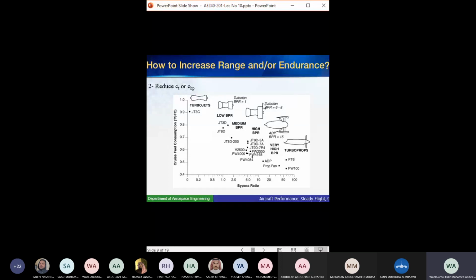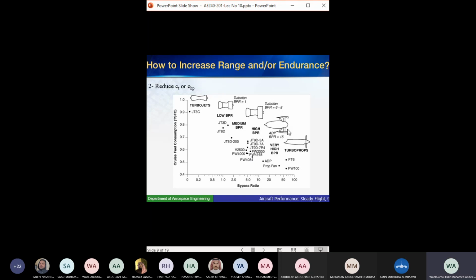Now, if you have a high bypass ratio, that means a large fan, bypass ratio 6 to 8, typical of transport aircraft now flying in this range, you will see specific fuel consumption will go down. All these are types of engines that are actually flying: Pratt & Whitney 2000, 4000, 480. Now you will see they have a specific fuel consumption in cruise of around 0.6 or 0.55.